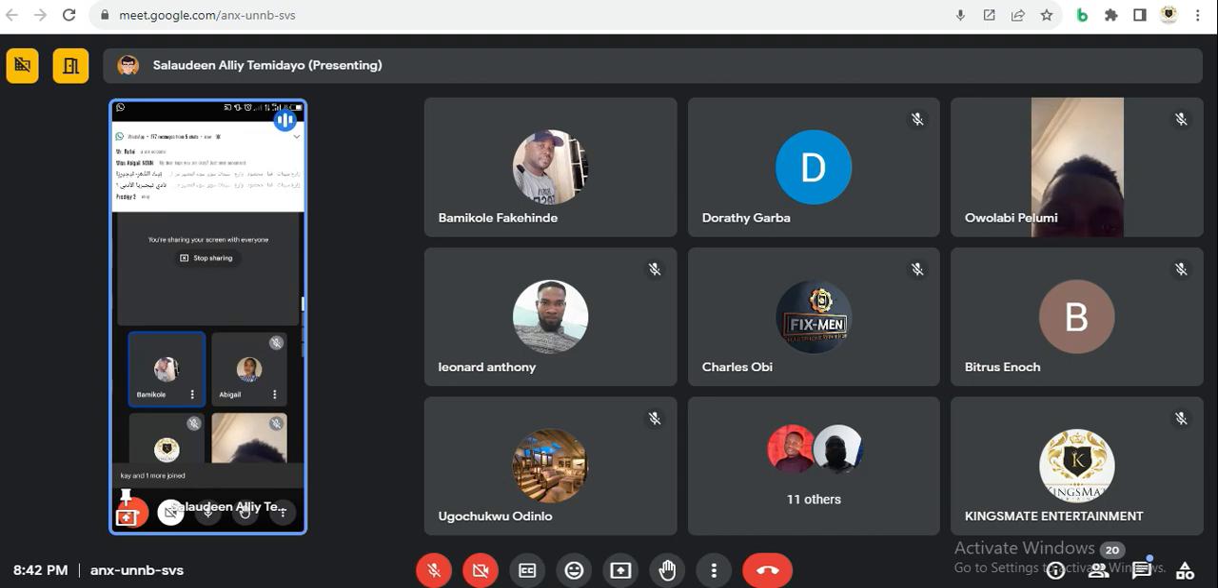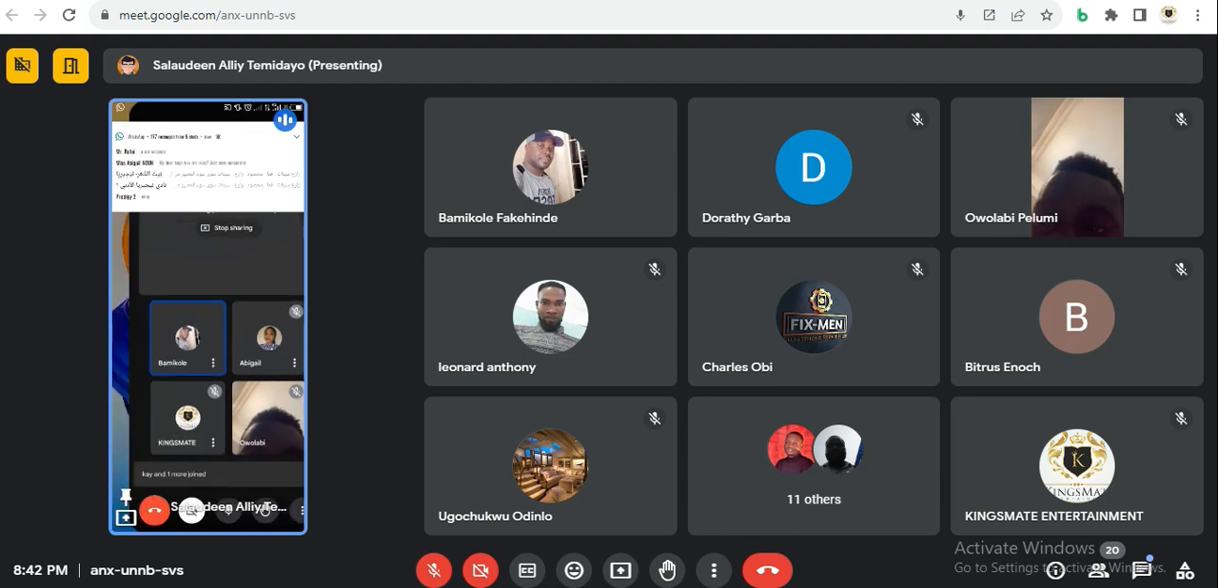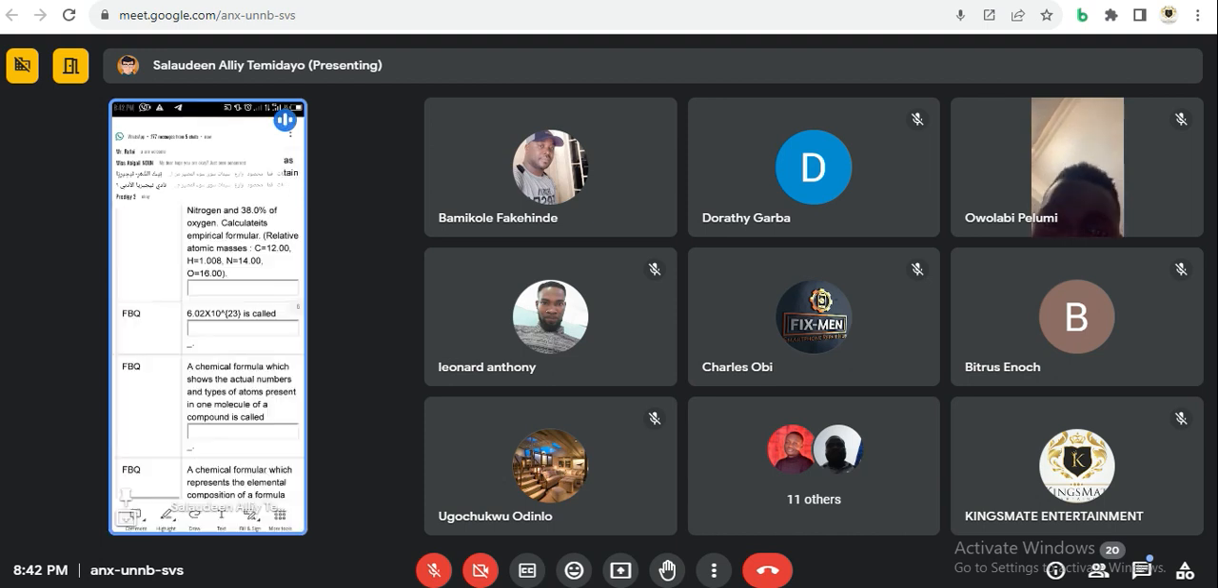So that is for empirical formula and molecular formula. The answer to this one is molecular formula, because it is the one that writes C6H12O6. That is the molecular formula of glucose, while CH2O can just be an empirical formula for it.